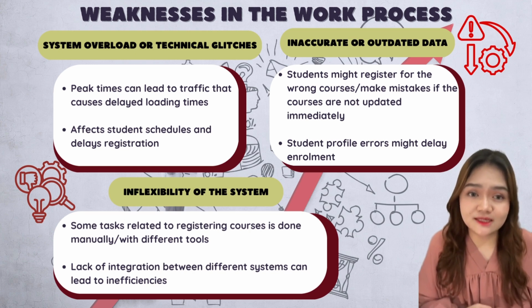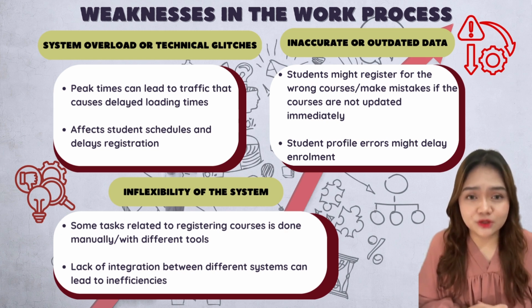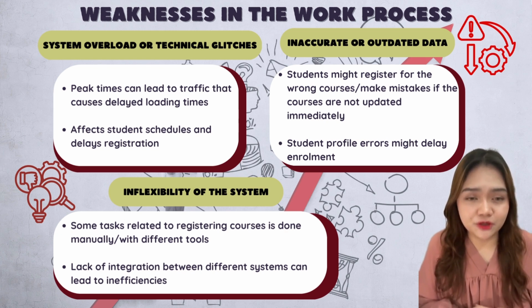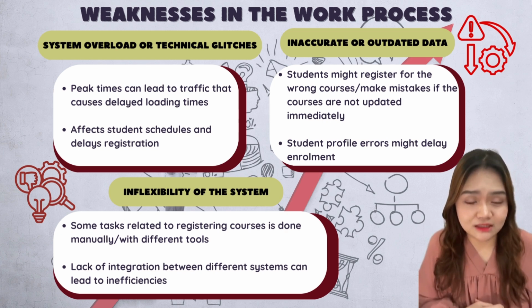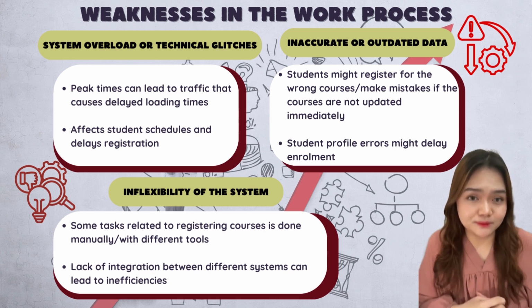The last weakness is inaccurate or outdated data. If data isn't updated in real time, students may not be able to register for the right courses or may accidentally make error. For instance, outdated profile can lead to incorrect course suggestion or delay in enrollment.